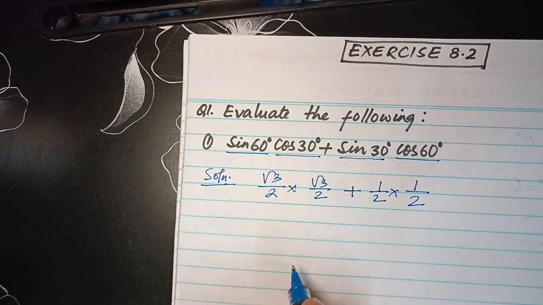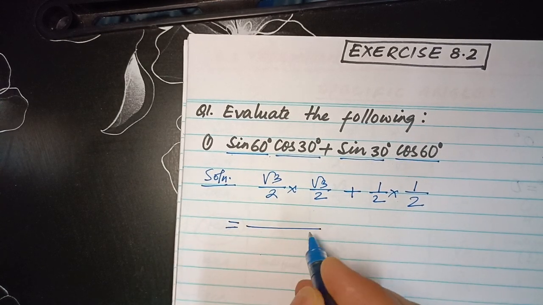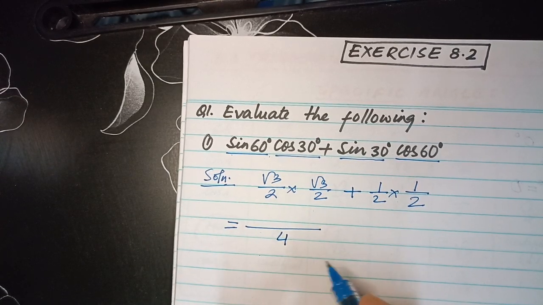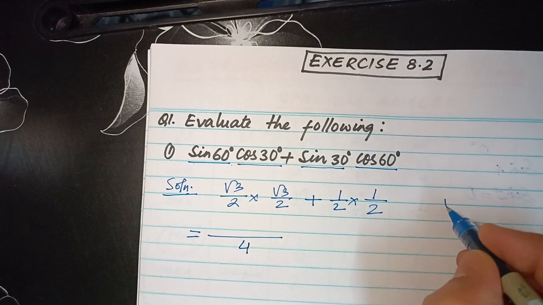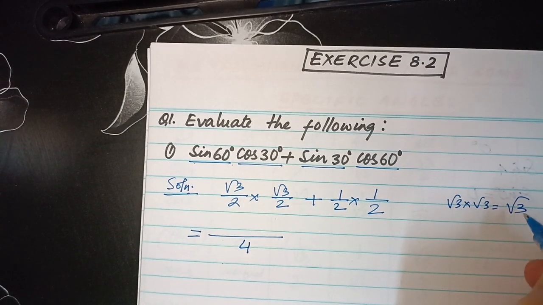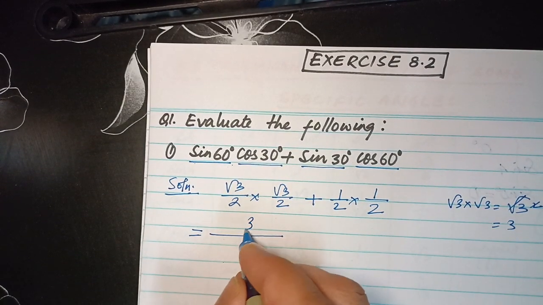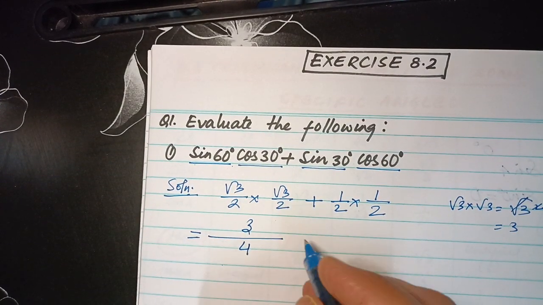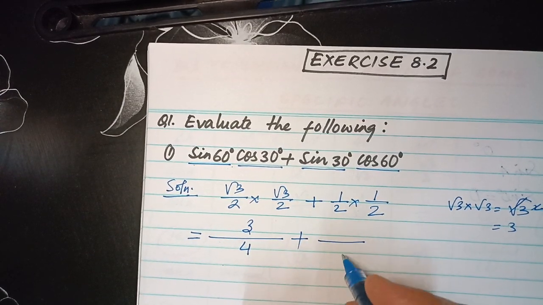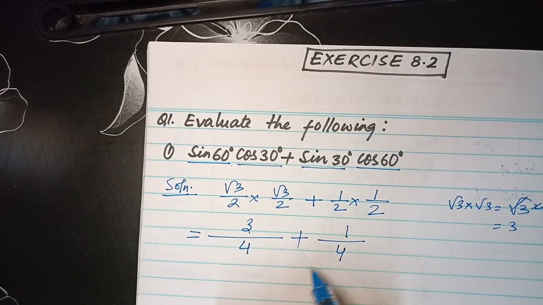Now if we continue this one, you can multiply the denominators, 2 and 2 will give you 4, and root 3 into root 3 will give you root 3 square. If you cancel it out, you will get 3. So you can write 3 here, and this plus sign will be there. 2 into 2 will give you 4, and 1 into 1 will give you 1.